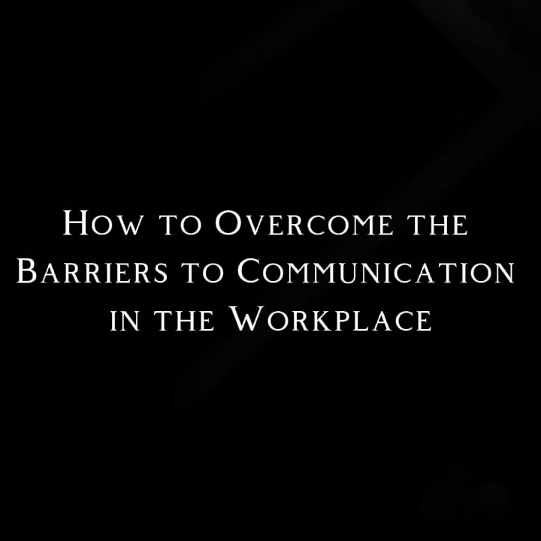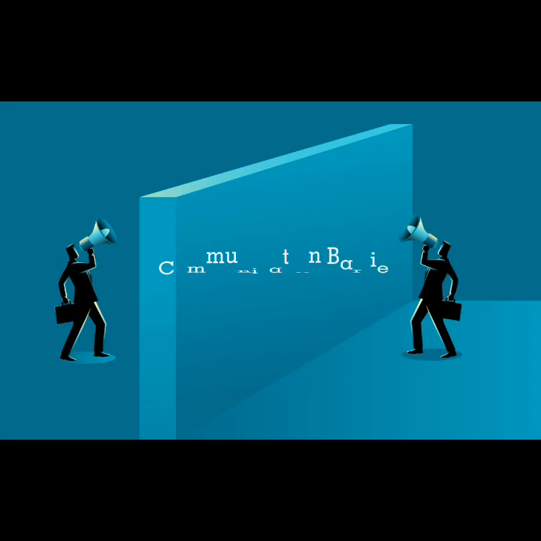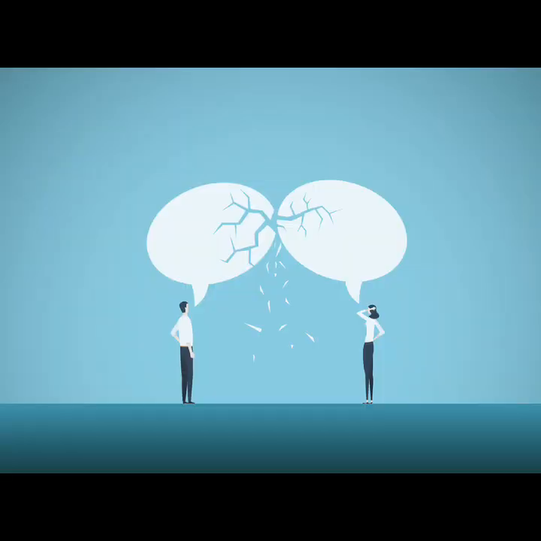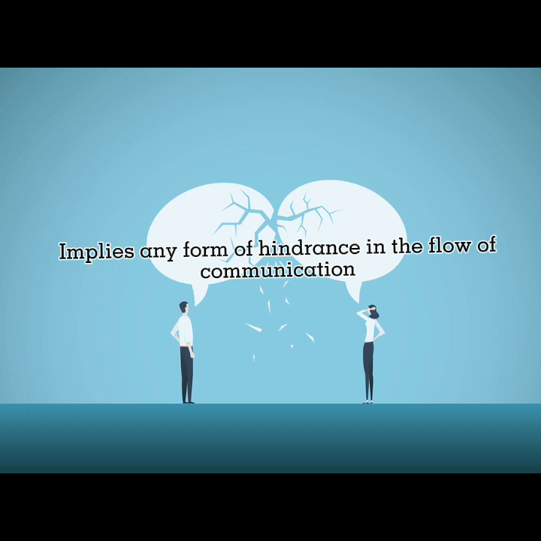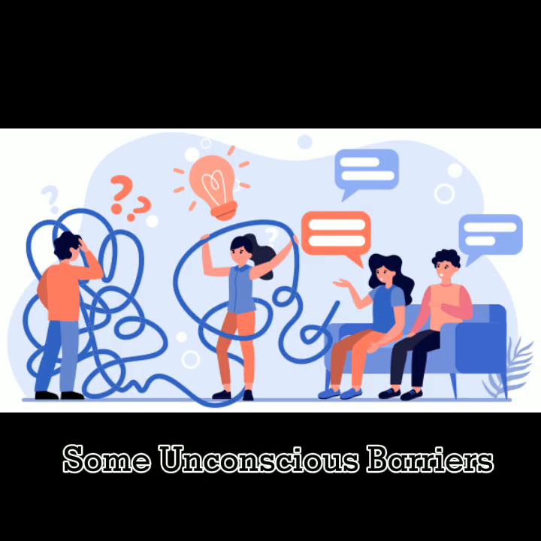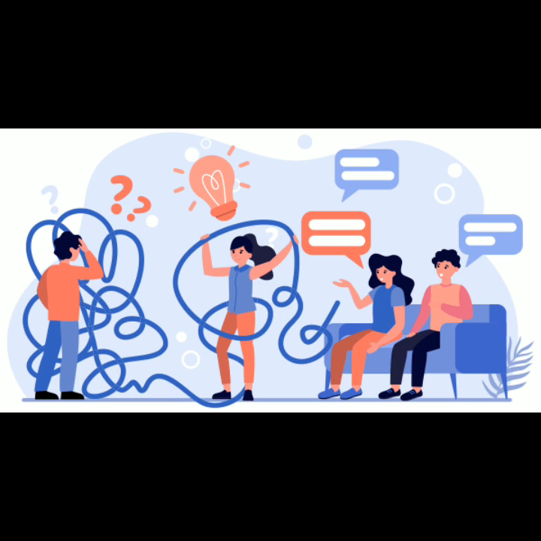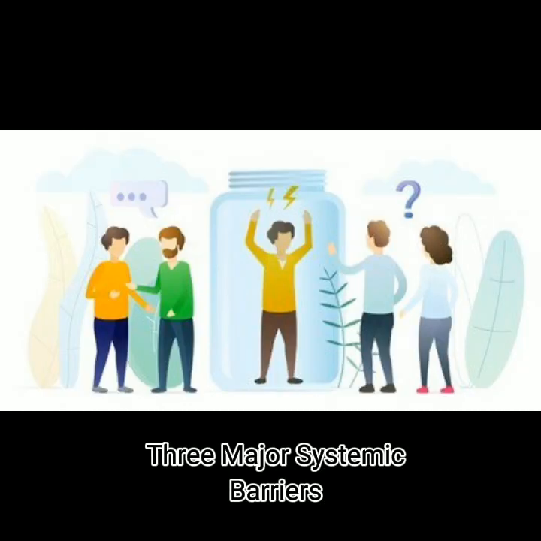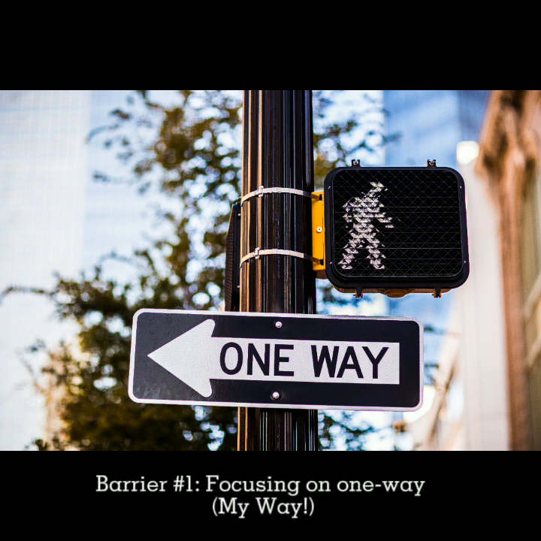How to overcome the barriers to communication in the workplace. But first, what is communication barrier? Communication barrier implies any form of hindrance in the flow of communication. Here are some unconscious barriers. 3 major systemic barriers. Barrier number 1.